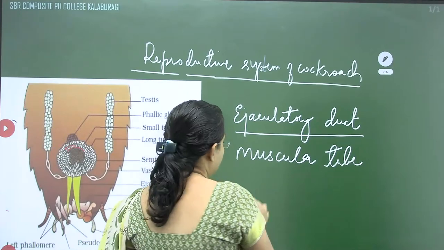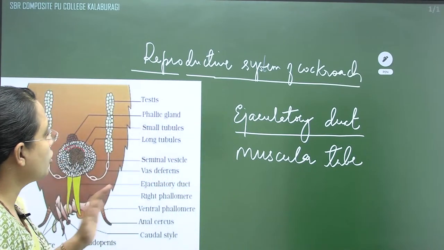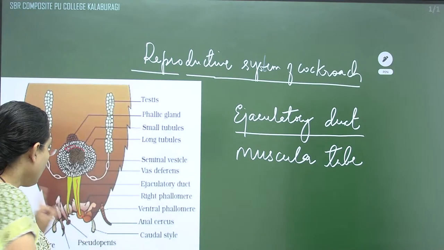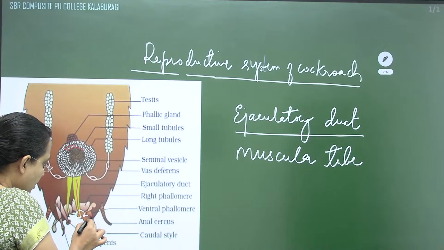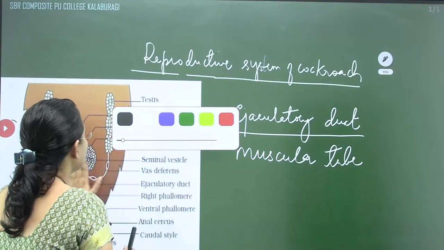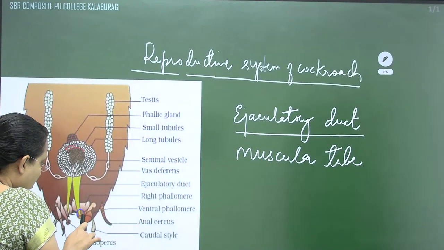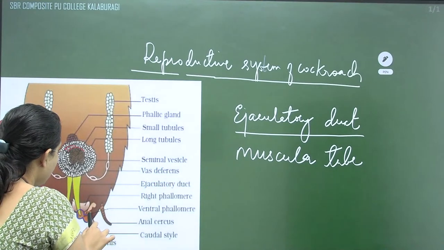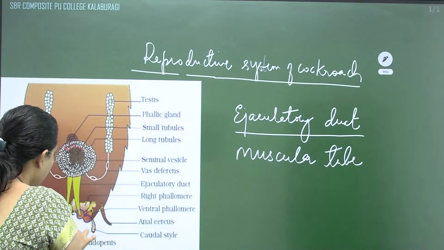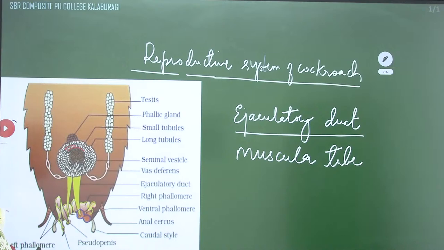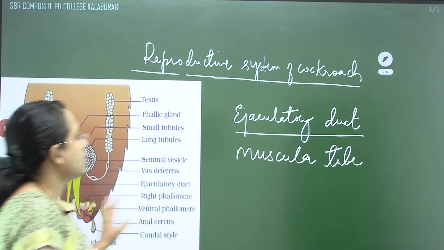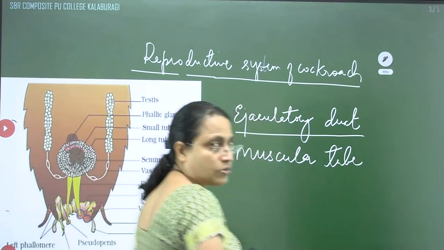Now one more thing. Inside the spermatophores, there is a fluid called spermatic fluid. This ejaculatory duct is going to open into one of these asymmetric structures. You can see one asymmetric structure here. All these asymmetric structures are called phallomeres or gonapophyses. So the ejaculatory duct opens into one of the gonapophyses, and that is nothing but the muscular tube of the ejaculatory duct.